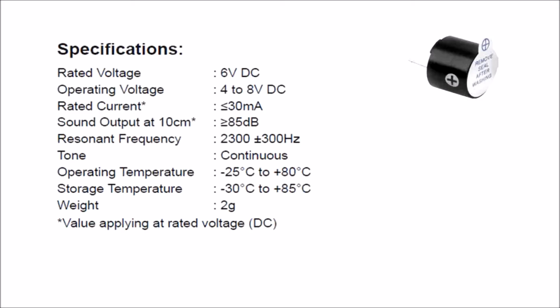The specification of one typical buzzer is: rated voltage 6 volt, operating voltage 4 to 8 volt DC, rated current less than or equal to 30 milliampere, sound output at 10 centimeter greater than or equal to 85 dB, resonant frequency 2300 plus minus 300 Hz, tone continuous, and operating temperature minus 25 degrees centigrade to plus 80 degrees centigrade. Storage temperature is minus 30 degree to plus 85 degree. Weight is 2 gram, and all these values are at rated DC voltage.